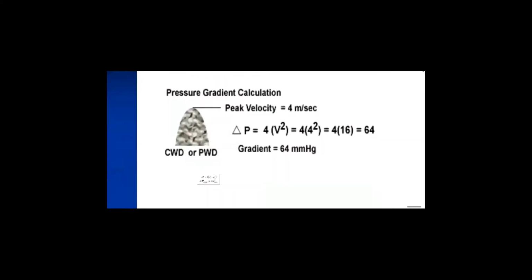Now, if you are using the simplified equation, it's simply the velocity, you check the velocity. Like here, for this signal, the velocity is 4 meters per second. So the gradient is 64. So it converts velocities into gradients. Okay? Good? So far, so good.